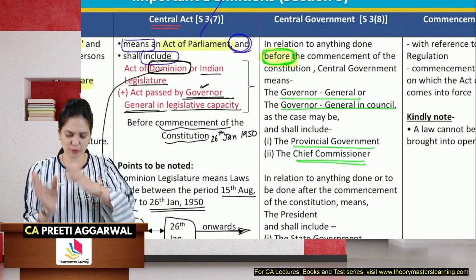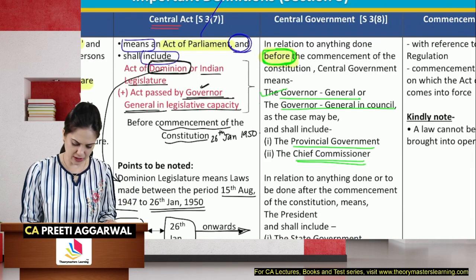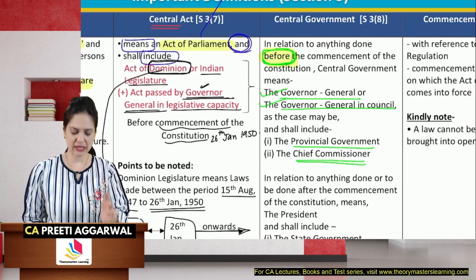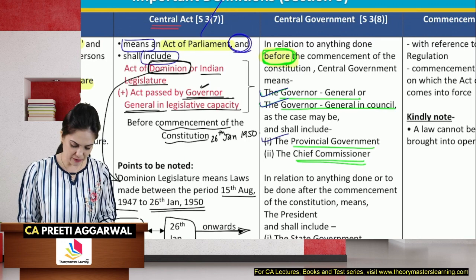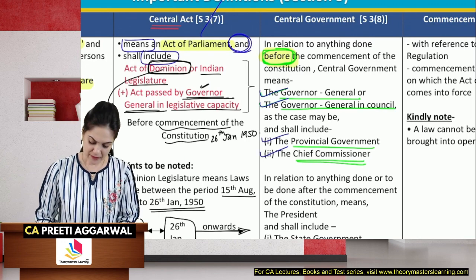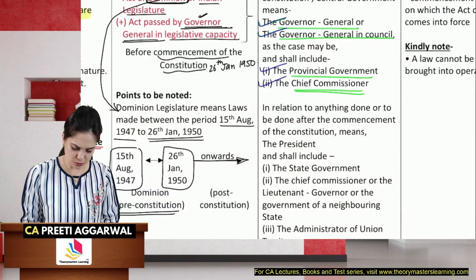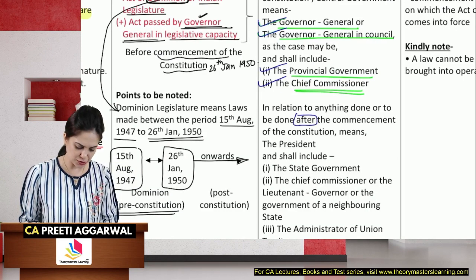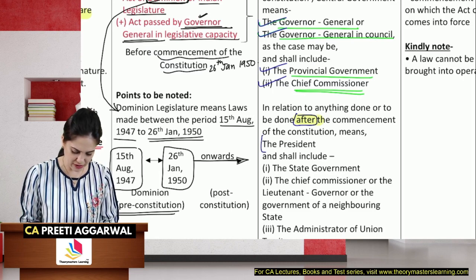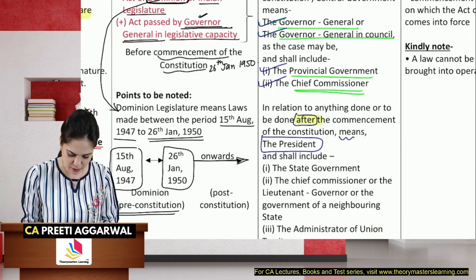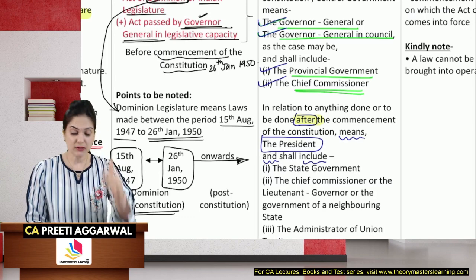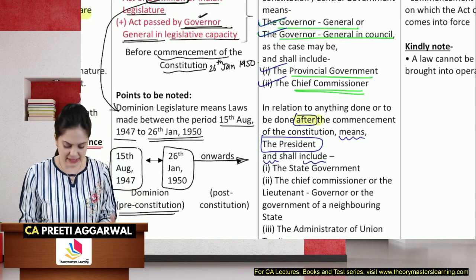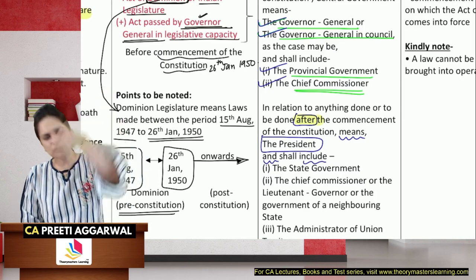So here, before the constitution, it will include the Governor General in Council. So these are representatives of the king. They were lawmaking authority, the governor or the governor general in council. It shall include the provincial government as well as the chief commissioner. In anything which relates to after the constitution is made, we will find the president over here. It means the president, so Mr. President will definitely come over here, and it shall also include. So they have used the words means and includes. Okay, so if you notice, students, that combination of means and includes is used so many times in the definition itself. It will mean the president and it will also include.